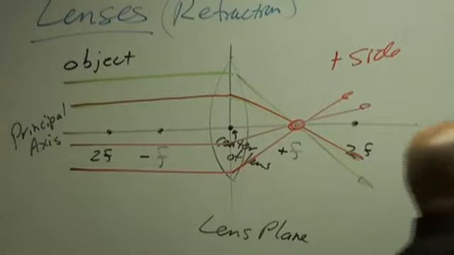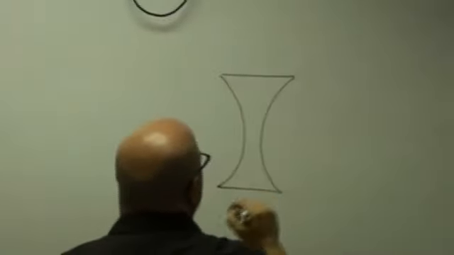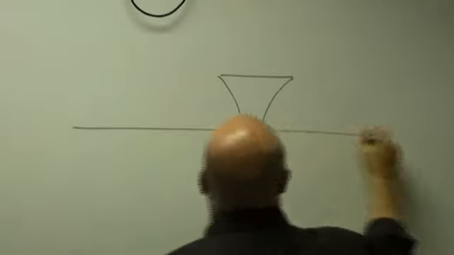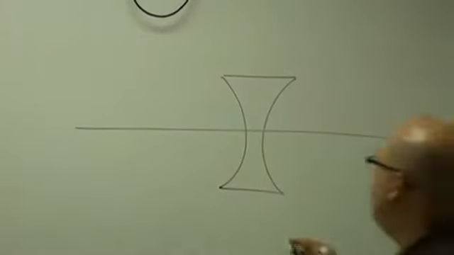Now, that is opposed to this lens, where the lens looks like this. So go to this diagram. Go back to the diverging page and find this one.